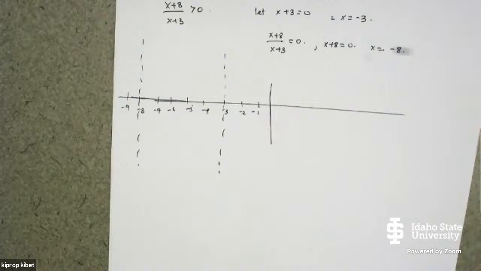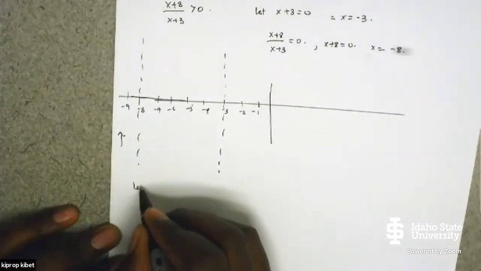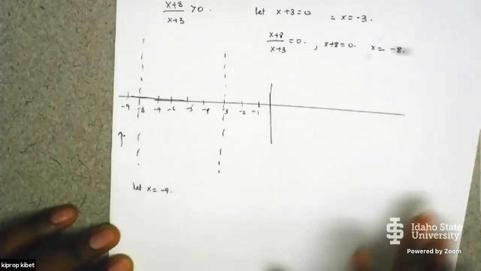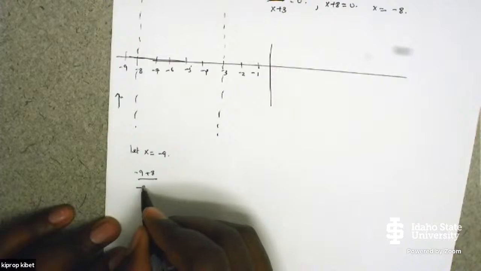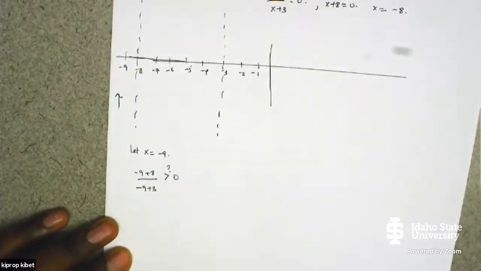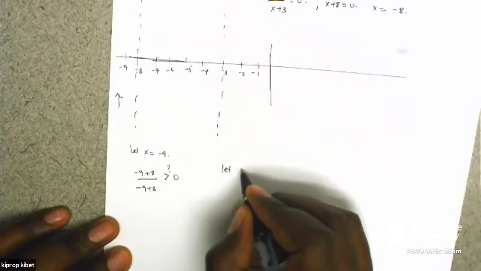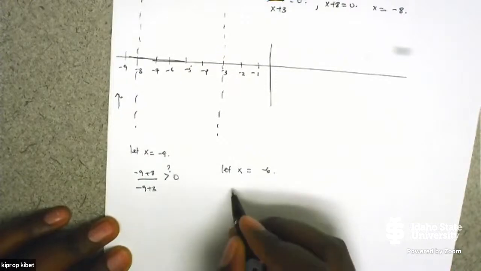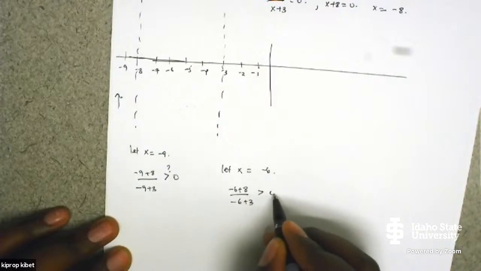So you can start by letting, so you can start from this region. If you let x be equal to -9, will it satisfy this inequality? So we have -9 plus 8 all over -9 plus 3. Is it greater than 0? Another region here, we can put anything here. So we can let x be equal to what? Let's say -6. So -6 plus 8 all over -6 plus 3. Is it greater than 0?